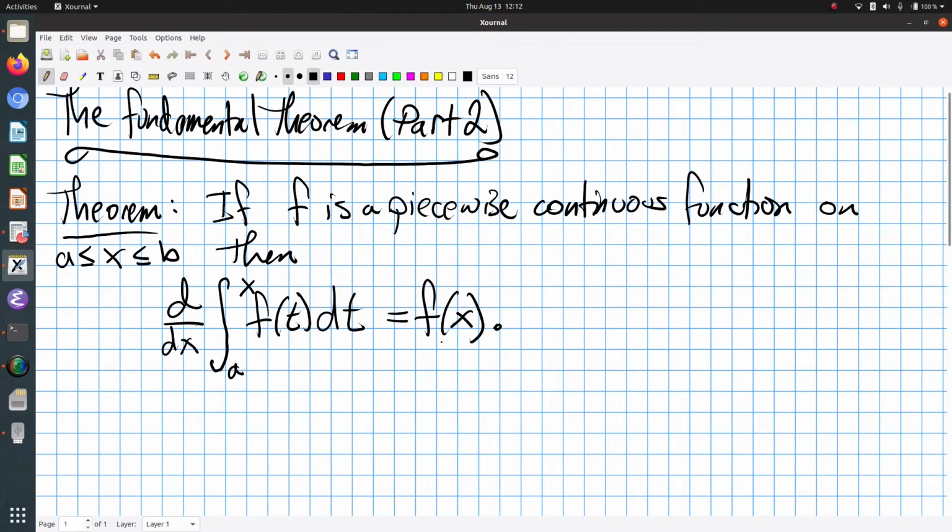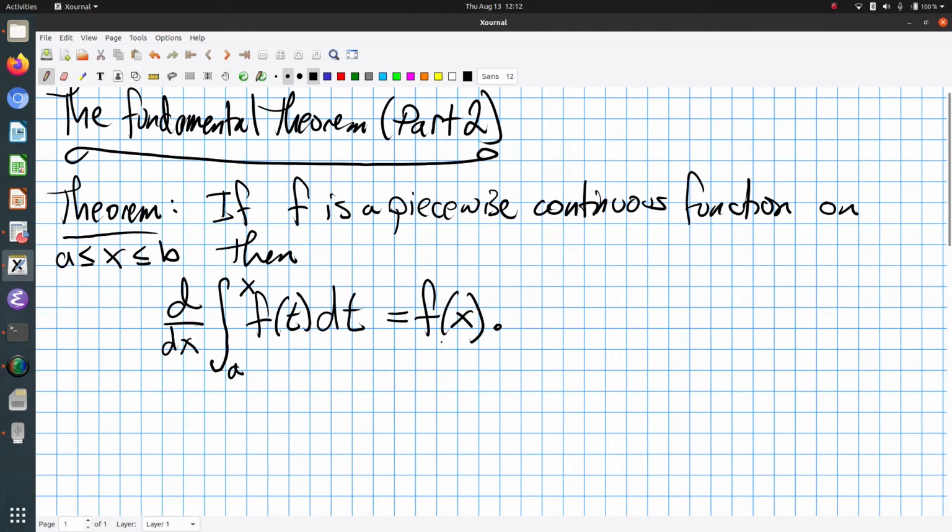So the second part of the fundamental theorem of calculus is essentially the opposite statement to the first part. This statement says that if I take the derivative of an integral, I get back the original function. But rather, it's the derivative of an antiderivative, really. The integral is constructed in a particular way.